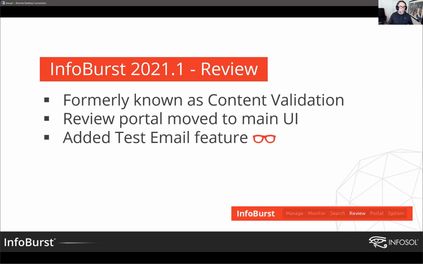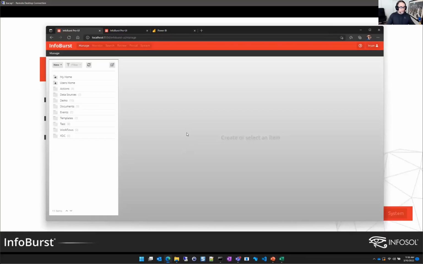That's what review is. And in 2021.1, we have expanded that functionality to add what we call test email, which I'll show you now. So test email is essentially what I just described, but it doesn't involve the approval or denial process. It is simply testing a burst, right? So if you think about email, it's a unique animal, right? How do you test an email delivery in a burst without actually sending the content to the end users, right? Test email feature now allows for that.